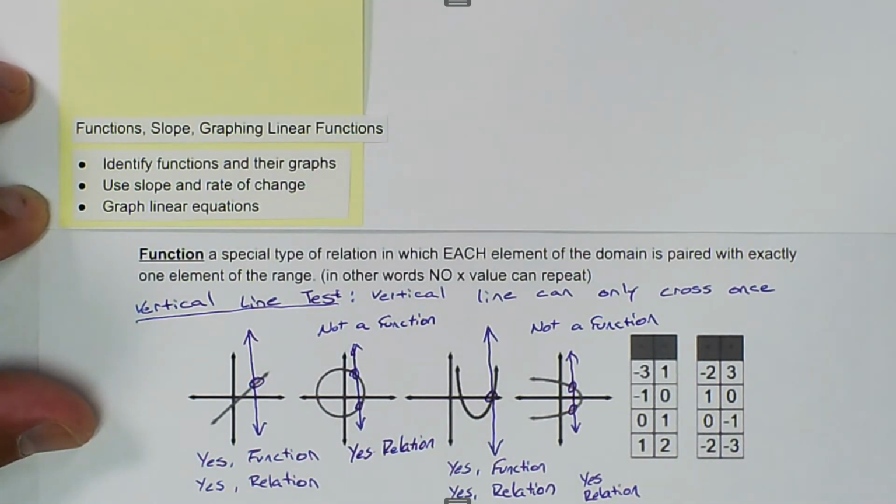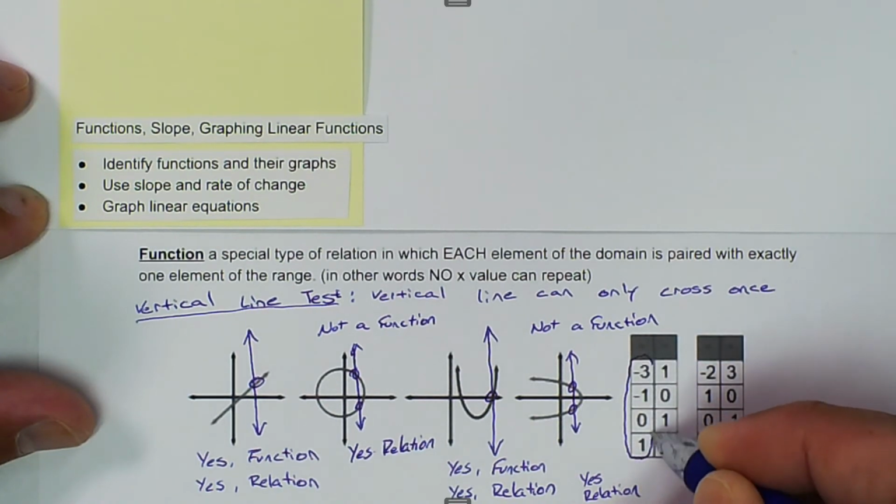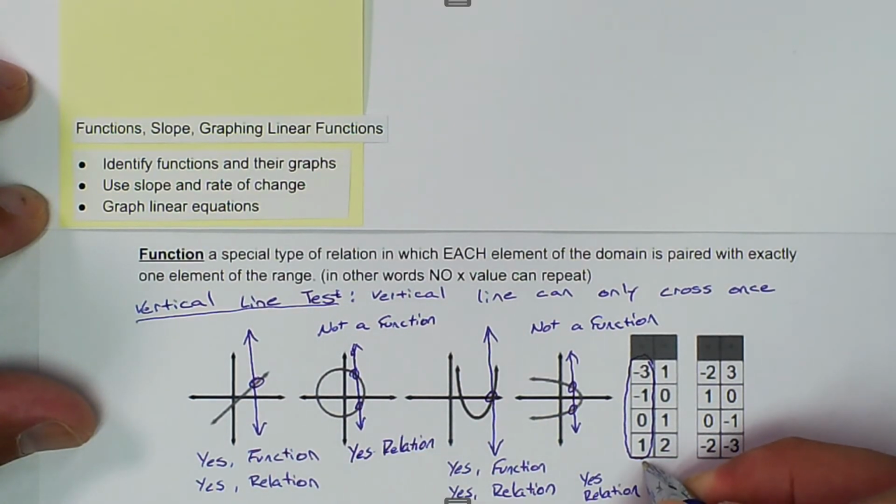And now we can take a look at an example in table form. If we look at our x values, if none of our x values repeat, then yes, it is a function, a very specific type of relation.